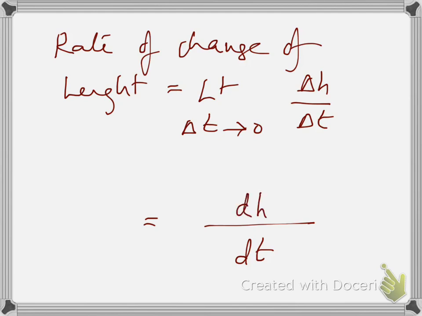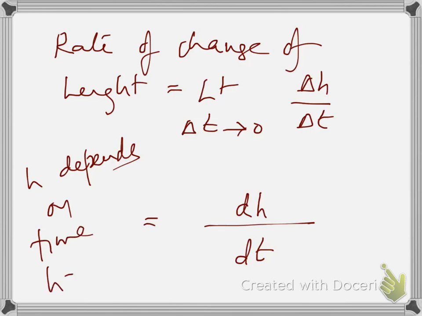Why is numerator also written as dh? Nowhere I mentioned that delta h tends to 0, but it is implied. How is it implied? Because h depends on time. Please understand this. Height depends on time. H equal to t square. So if you take a small time interval, height change will also be very small. In a small time, height will change by small amount. In a big time, height will change by big amount.